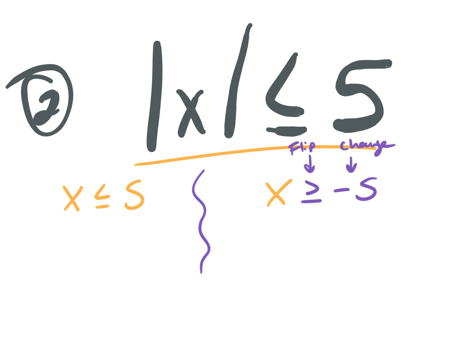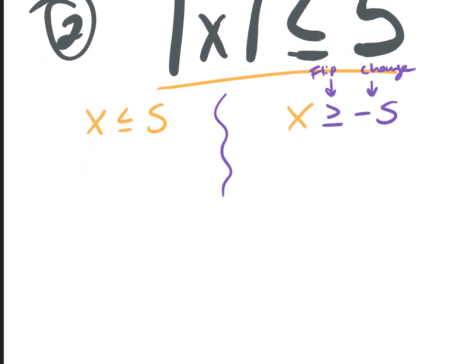These are actually both already solved for us, so we can go ahead and put them on our number line. Which one's going to go first? Negative 5. That's our smaller number. And do I have an open circle or closed circle? Closed circle, because it is less than or equal to. So put a closed circle and a closed circle.